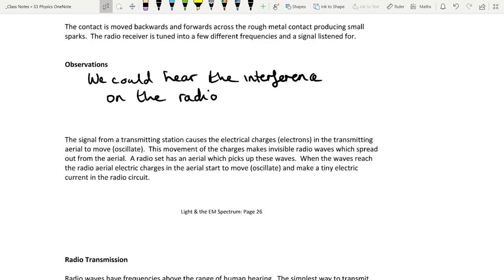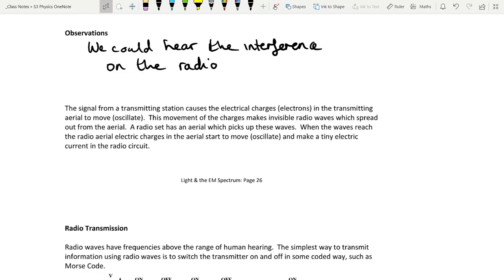The signal from a transmitting station causes electrical charges, so electrons, in the transmitting aerial to move or oscillate. The movement of the charges makes invisible radio waves, which spread out from the aerial. A radio set has an aerial which picks up these waves. When the waves reach the radio aerial, electric charges in the aerial start to move and make a tiny electric current in the radio circuit. That goes on to be translated into whatever you're listening to on the radio, for example, some Harry Potter chat.